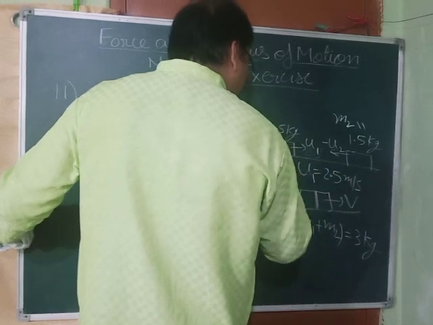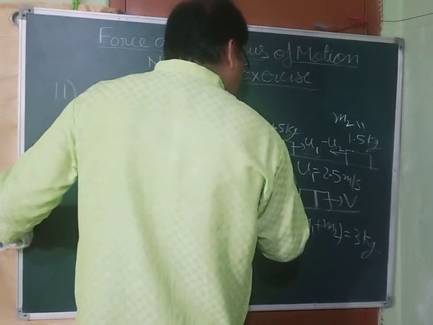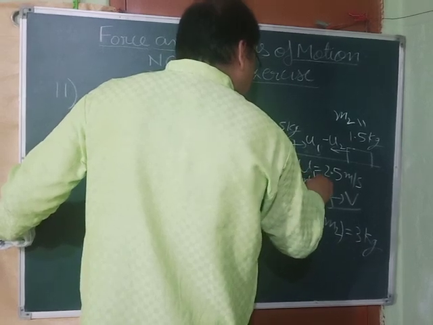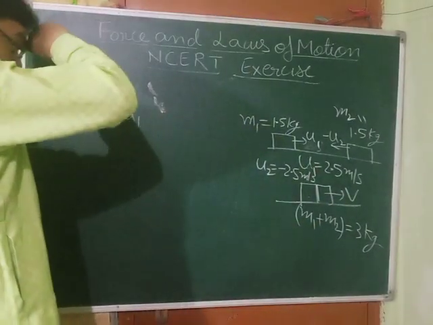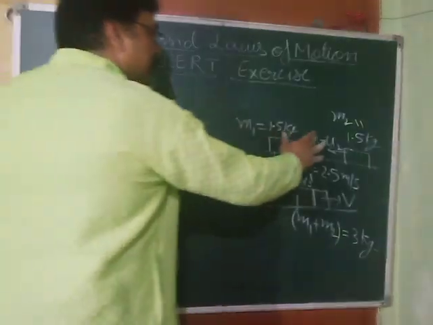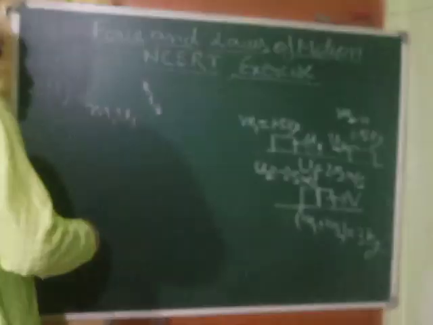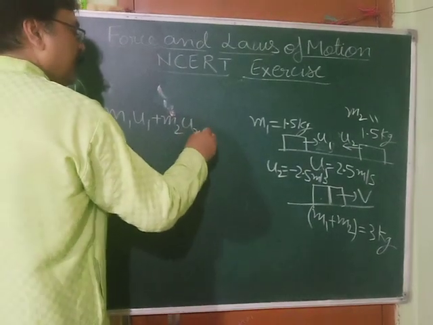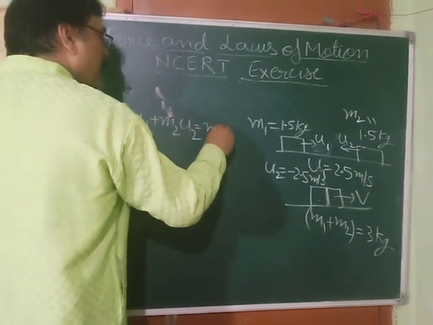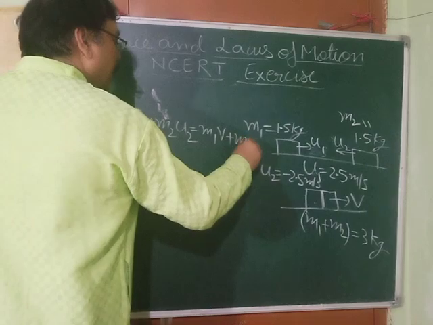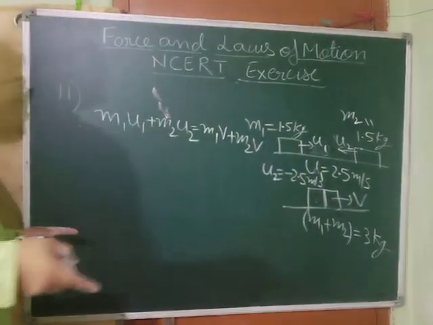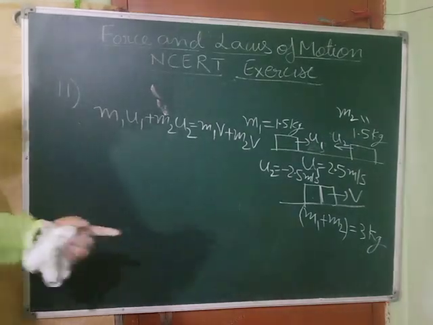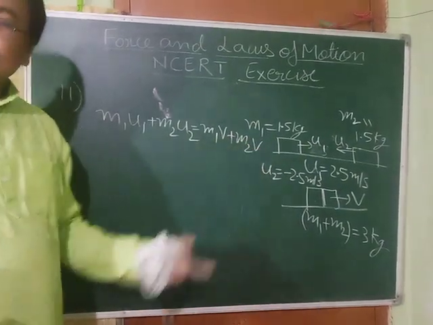u1 is 2.5 and u2 is minus 2.5 meter per second, because of opposite direction. So let us write u2. Okay. So m1 u1 plus m2 u2 is equal to m1 v plus m2 v, because both will be moving with the same velocity. Both will move with the same velocity after collision. That's why their velocity will remain the same.